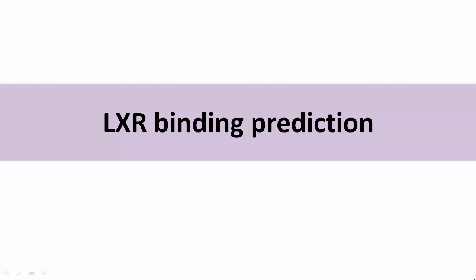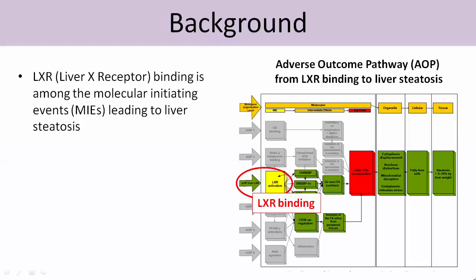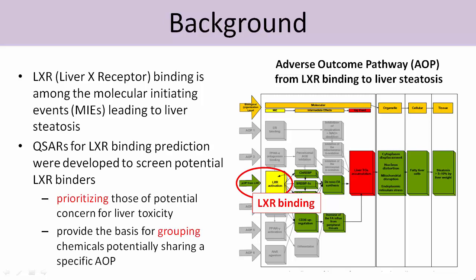Welcome to the Cosmos tutorial about LXR binding prediction. The binding to LXR has been identified among the initiating events that may lead to liver steatosis. Within the Cosmos project, we have developed LXR models for the prediction of LXR binding potential. This model can be useful to screen chemicals that are potential LXR binders and thus can be used to prioritize those of potential concern for liver toxicity, as well as provide the basis for grouping chemicals that may share the same initiating event, in this case the binding to LXR.